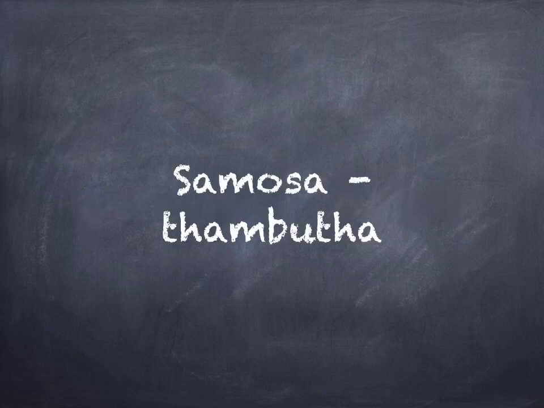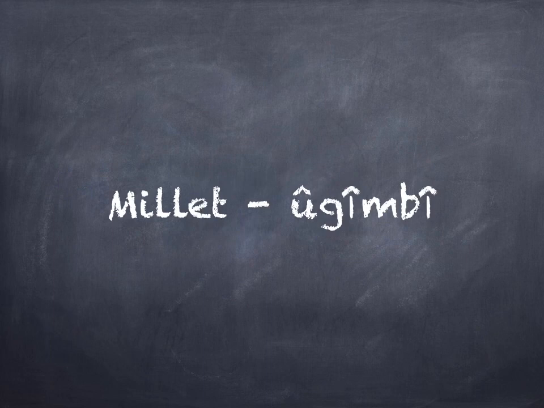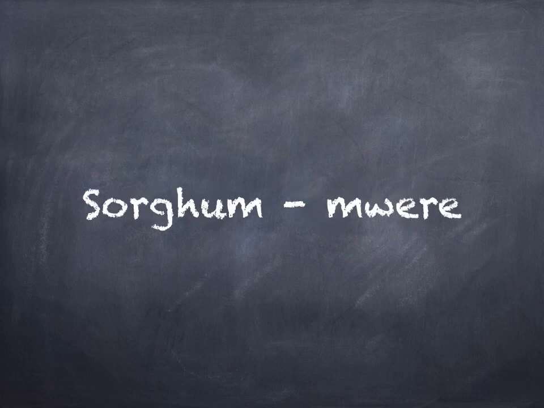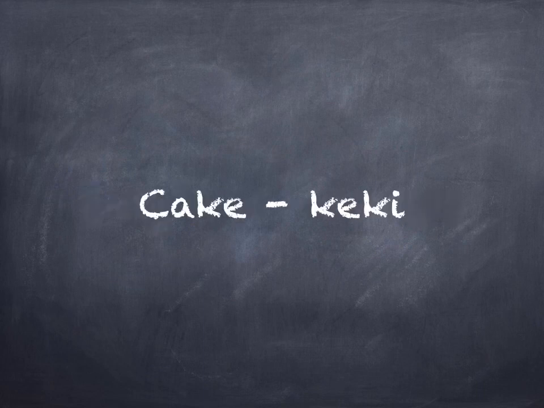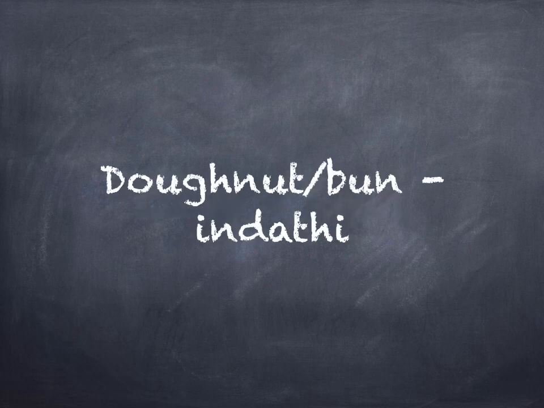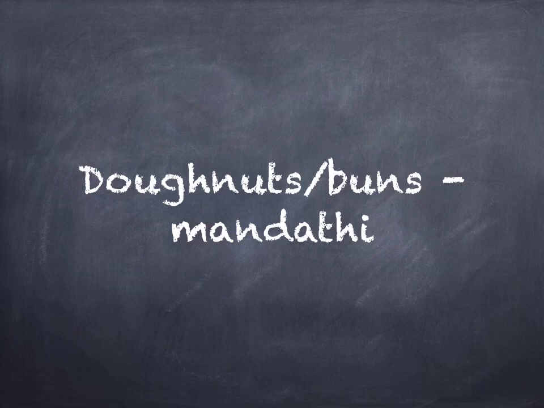The samosas known as dhabuda. The millet known as ogebe. Sorghum known as muere. Cake known as keki. The donuts or buns known as idadi, and madadi for plural.